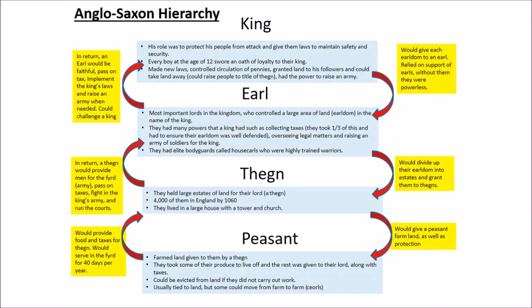And at the very bottom, you have the peasants. You may have added in churls before. Churls, of course, being free men who owned small areas of farmland. They did not have to work for their lord every week. And they, of course, had to fight in the army.